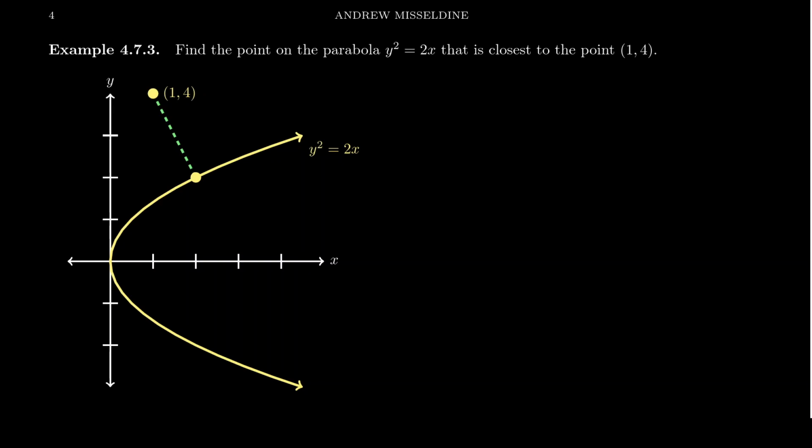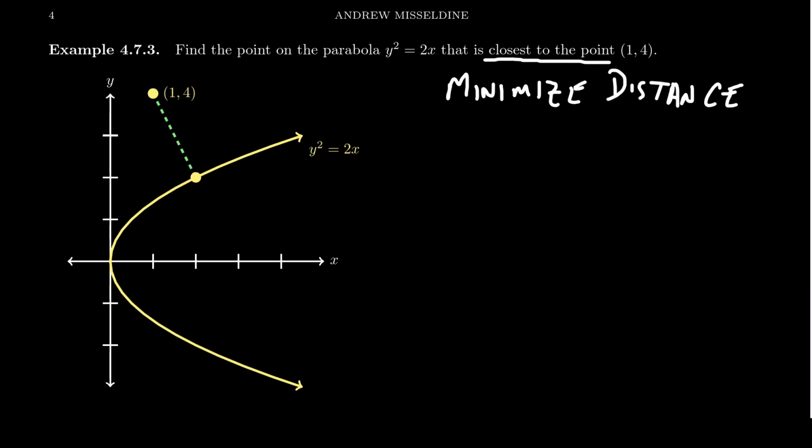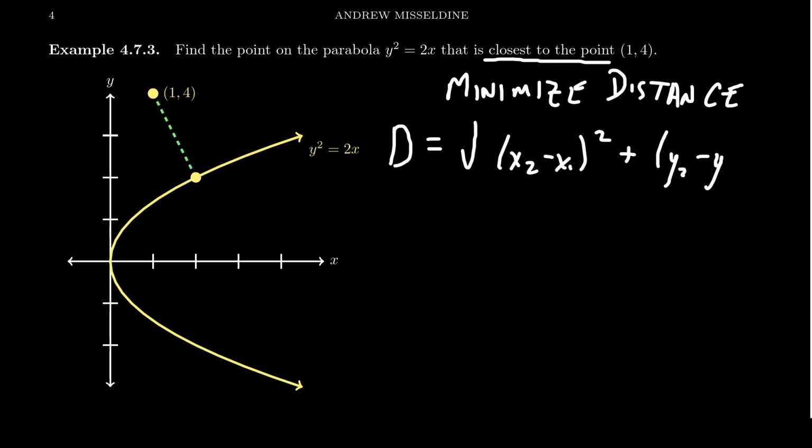And so if we're looking for a point that's closest to the point, what we're trying to do here is minimize distance. And if you're trying to minimize distance, we're going to have to use the distance formula in order to make that work. So the general distance formula, you're going to take x2 minus x1 squared plus y2 minus y1 squared, and this all sits inside of the square root right here.